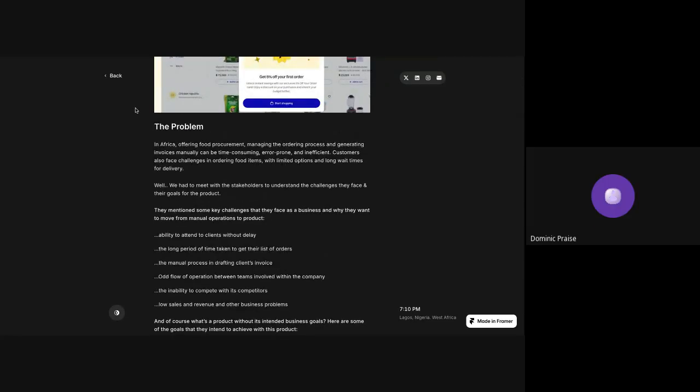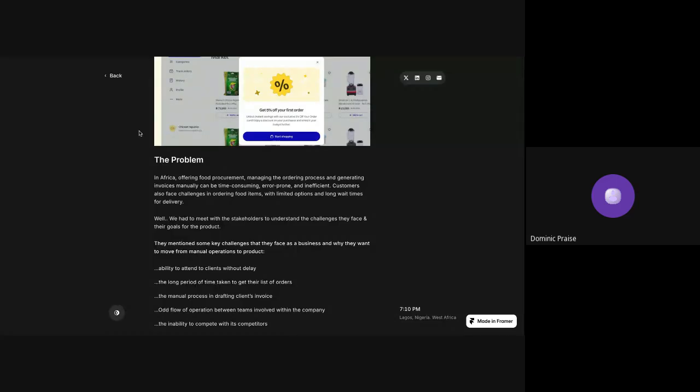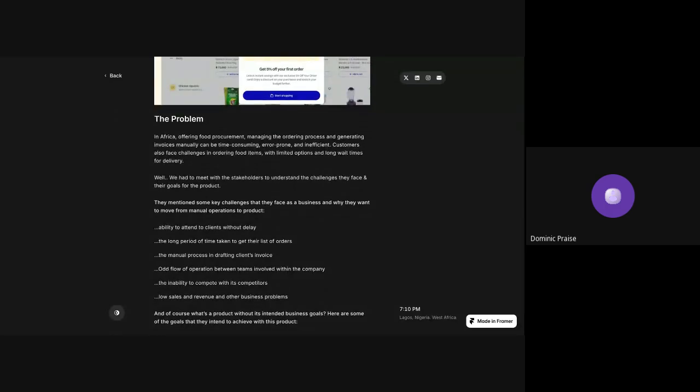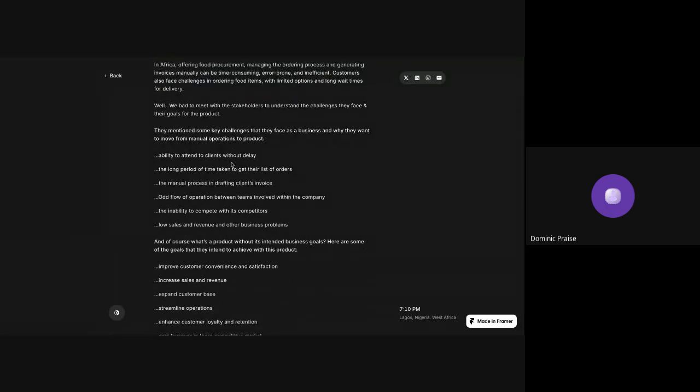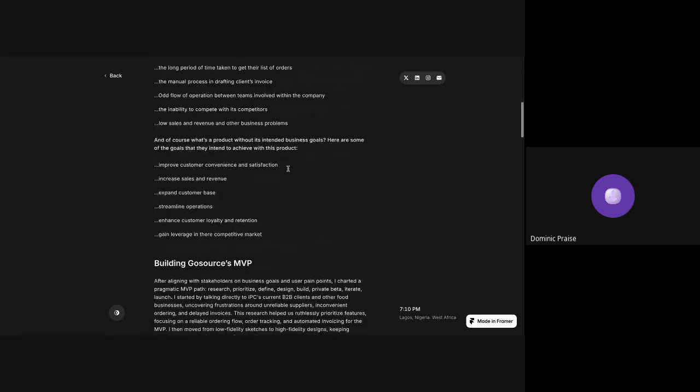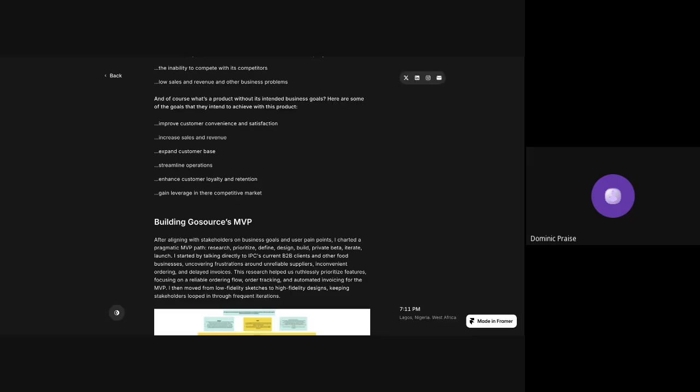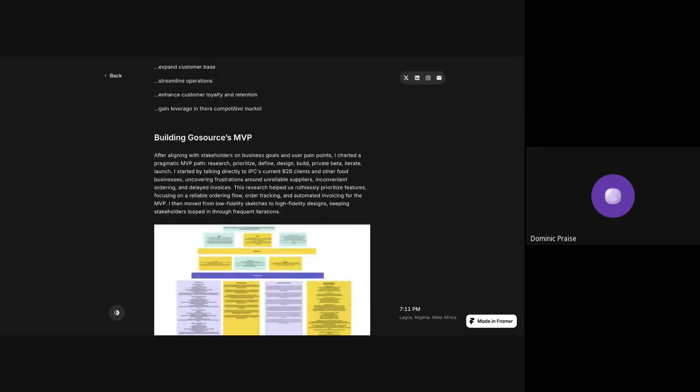So it started by identifying what the problem was. He said in Africa, food procurement, managing the ordering process, and generating invoices manually can be time consuming, error prone, and insufficient. He also mentioned some other challenges here: inability to attend to clients without delay, long period of time taken to get a list of orders, and it goes on and on before he started talking about his process of designing.